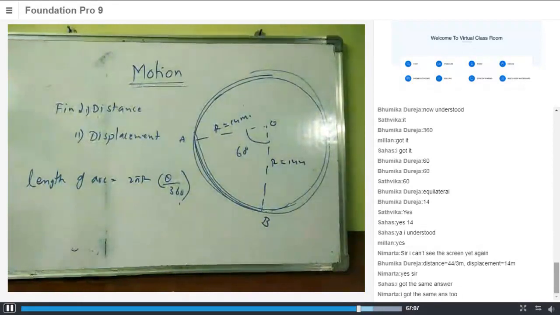One important thing that we have to remember is displacement need not be the shortest distance. Generally in some books we study that displacement is the shortest distance, but displacement need not be the shortest distance. Another thing is distance is always positive, whereas displacement can be positive or negative.